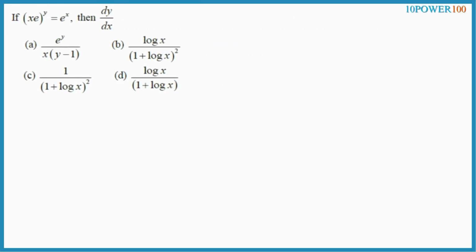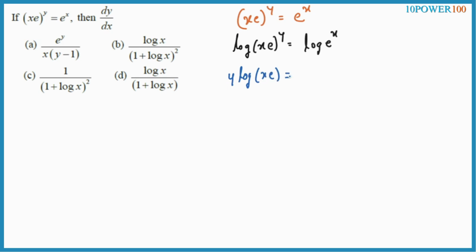This last question: x into e the whole power y is equal to e power x, then dy by dx is? Let's see how to solve this. I'm going to write that equation, x into e the whole power y is equal to e power x. I'll take log on both sides. You all know log a power b is b log a. So y will come here: y log of xe is equal to x into log e.